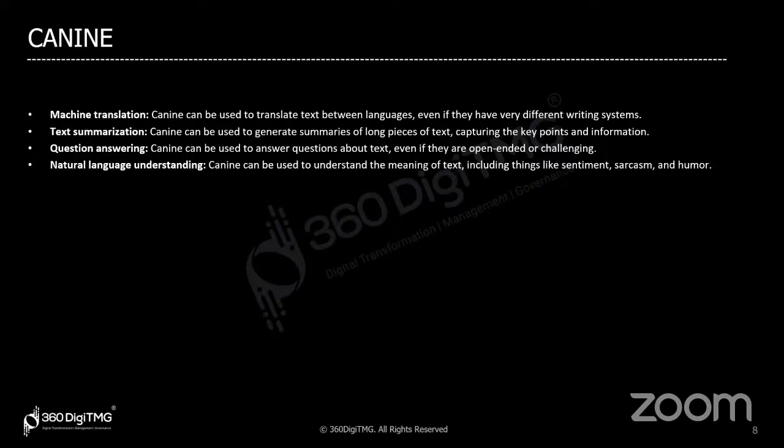Then what we can say about Canine is that the Canine model stands out due to its ability to handle text at the character level. Earlier it was on token levels, and here it is on character level, making it highly flexible and efficient, especially for languages with complex scripts or symbols. Its combination of deep learning, multilingual pre-training, and innovative processing techniques allows it to excel in various natural language processing tasks. Okay, so this is all about Canine.